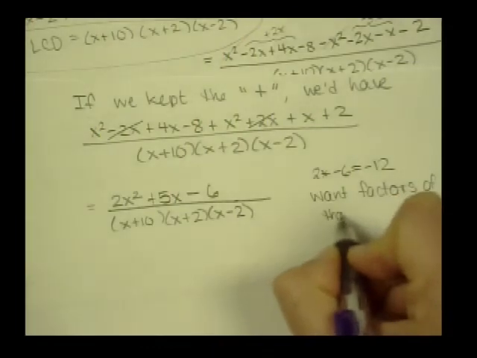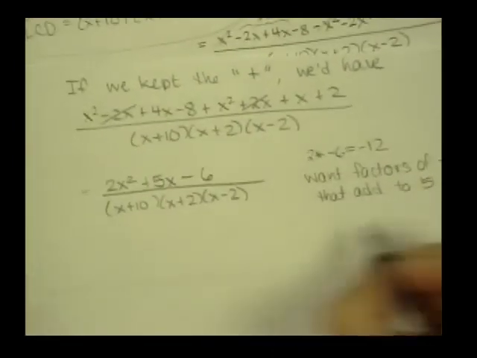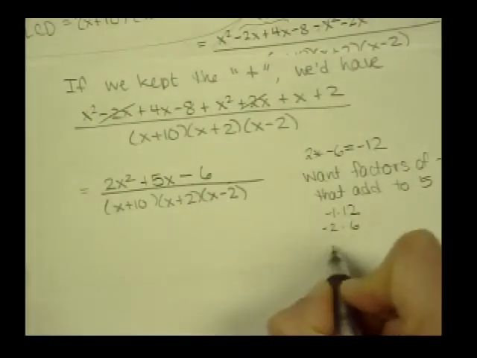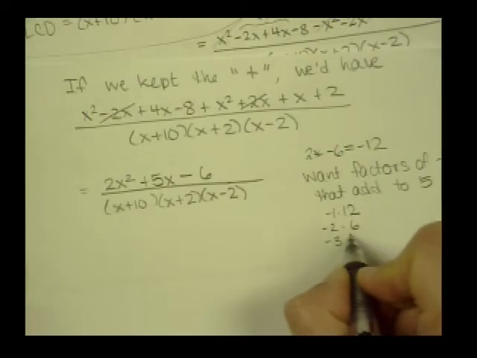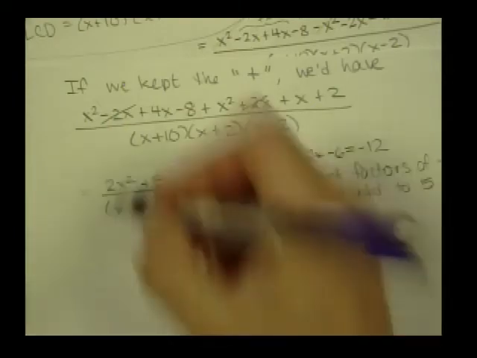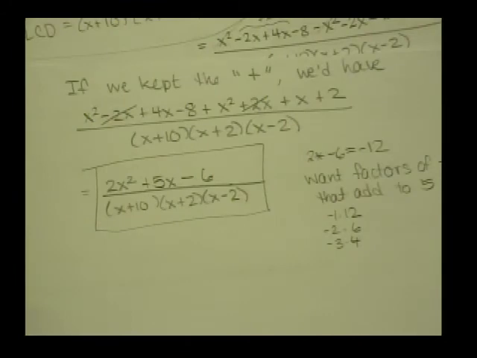And let's see if we can do that. So we could do negative 1 and 12, negative 2 and 6, negative 3 and 4. Do any of those add up to 5? No. So that's prime. So we couldn't factor the top. So this would just be our answer. Okay.